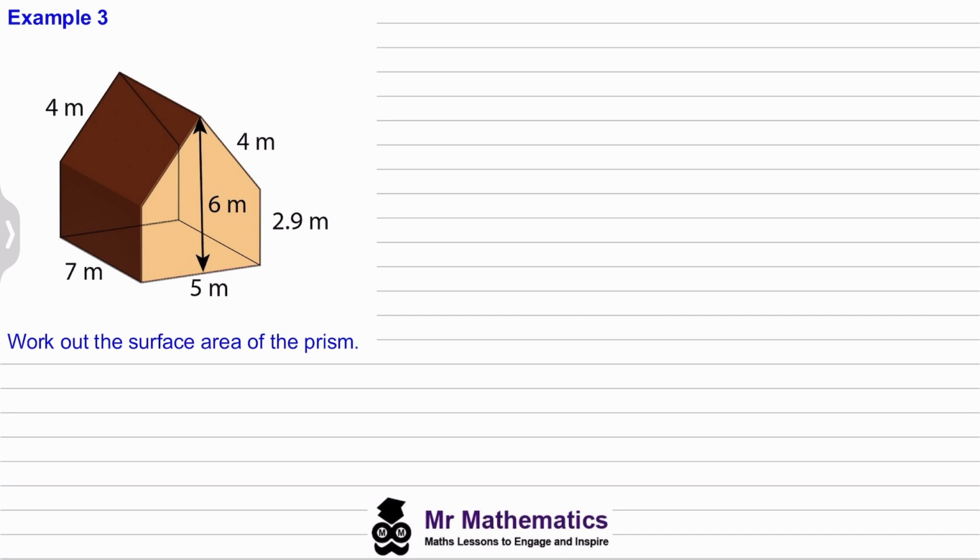So first thing we'll do is we'll work out the area of this face. And this has a rectangle with a triangle on top. So we'll begin with the front face, and we'll look at the area of that rectangle at the bottom of it. This is 5 by 2.9, which has an area of 14.5 meters squared.